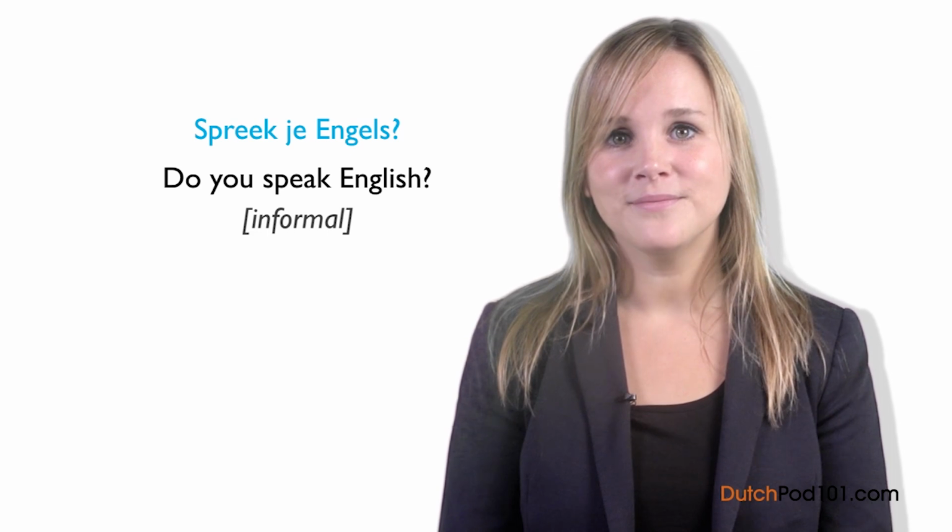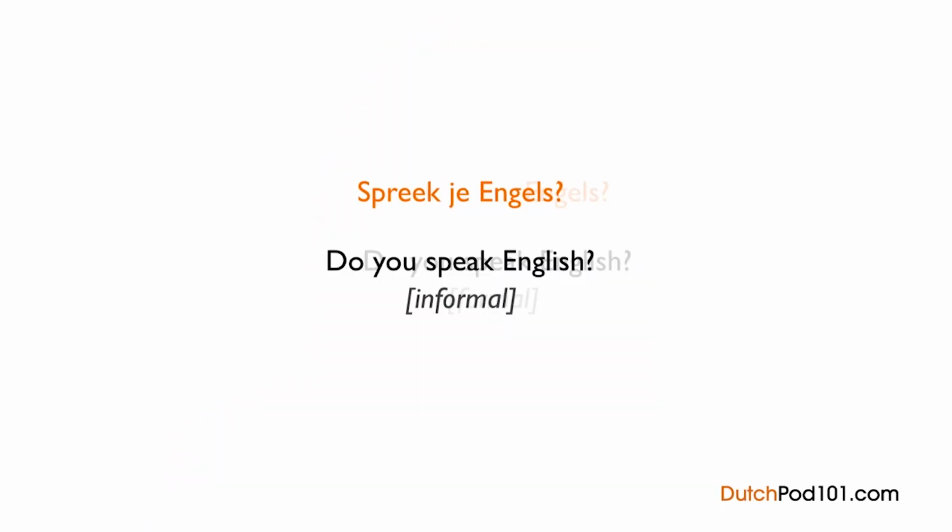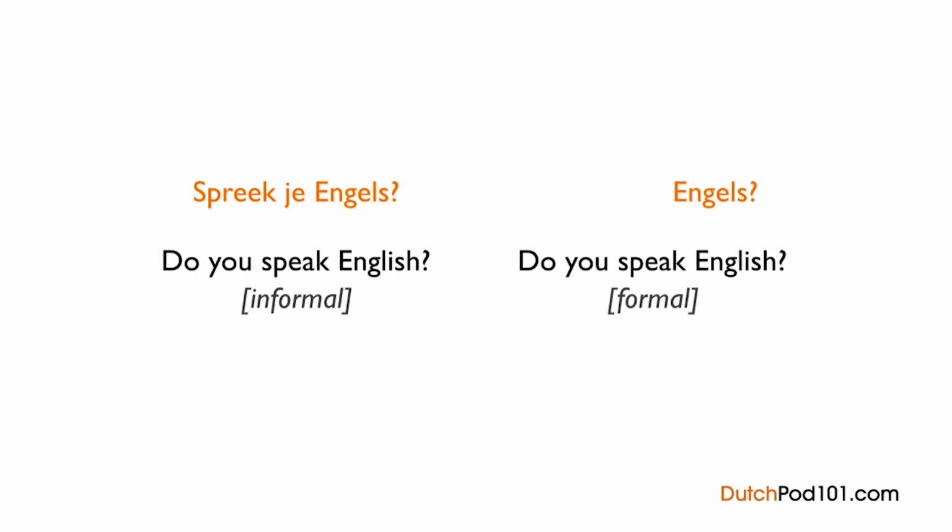Spreek je Engels? To learn how to use different verbs, like spreken, please look at our Absolute Beginner series on DutchPod101.com. You can find very detailed grammar lessons and resources there. We're now going to make this sentence formal. First, we need to use the formal version of you, which is u. If we change the word for you, we will say the verb differently. It becomes spreekt instead of spreek, like in the informal version.